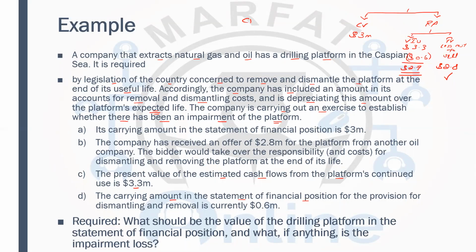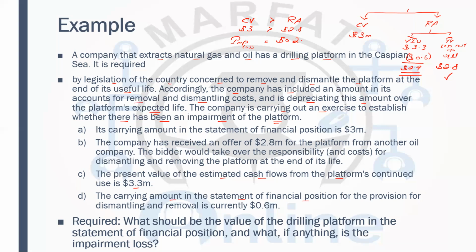Now we have to compare the carrying value with the recoverable amount. Carrying value is 3 million. Recoverable amount is 2.8 million. Which one is higher? Carrying value is more than the recoverable amount. Then the asset has suffered an impairment loss of 0.2 million.